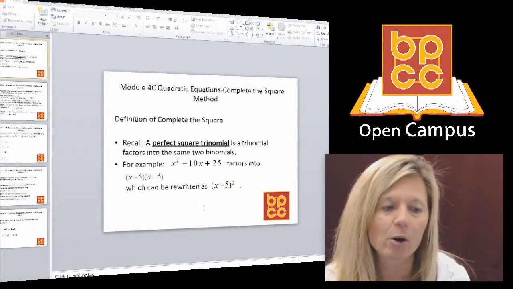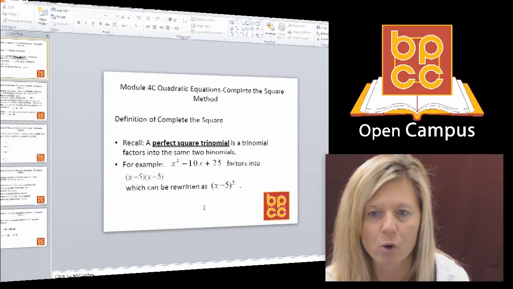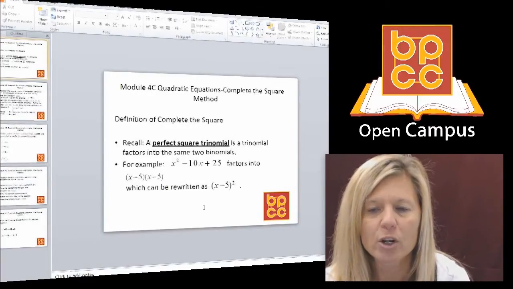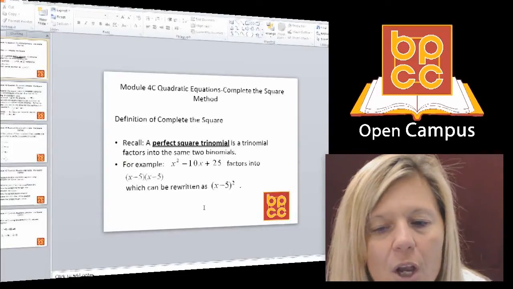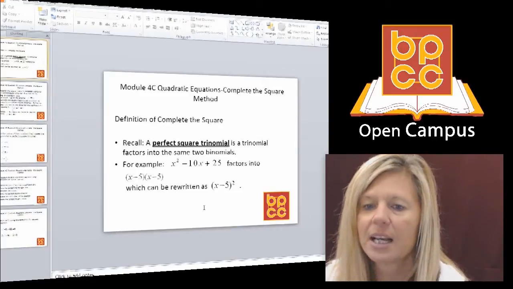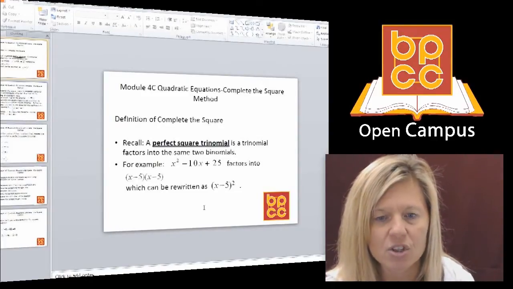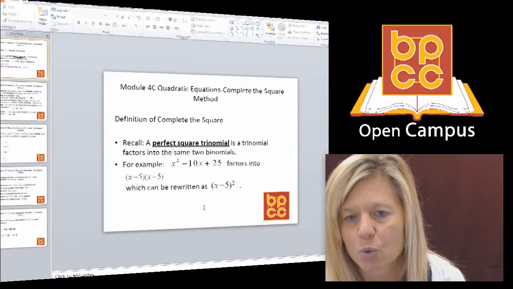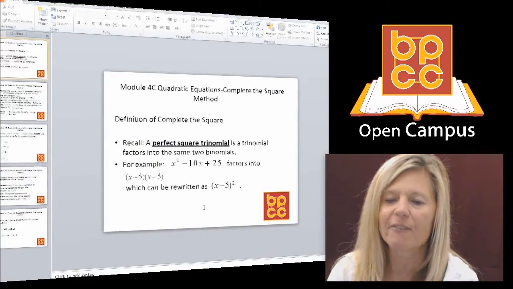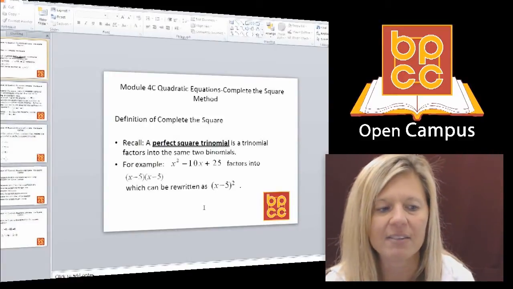Okay, first we got to go back to definitions from algebra. We got to understand the word perfect square trinomial. Remember, tri means three terms. A perfect square trinomial is a trinomial that will factor into the same two binomials. So if you look at my example, x squared minus 10x plus 25 is a trinomial. If I asked you to factor that and break it down into parentheses, you would get x times x for x squared. You would get 5 times 5 for 25. And to add to make a negative 10x, you'd get a negative 5 and a negative 5.